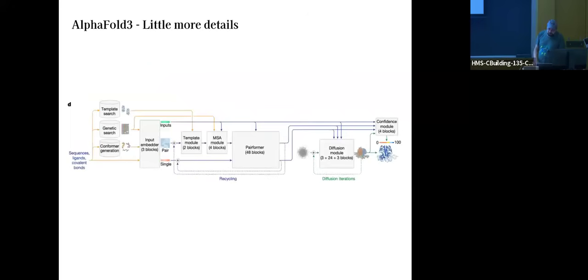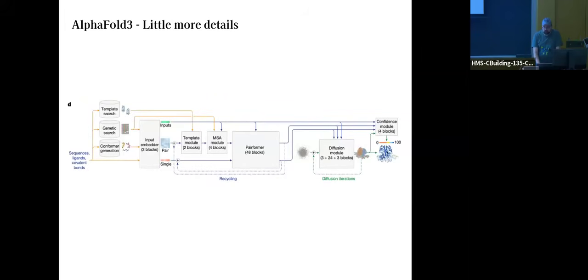Once again, here's a more detailed version. There's a lot of stuff going on here. I'm just showing this to show you guys that I'm not completely making things up. You still have the MSA module, then you pass this to a pair former, which I'll explain in a second. You pass all these features to the diffusion module. You start with random noise, and then you keep updating that random noise to sample a structure.